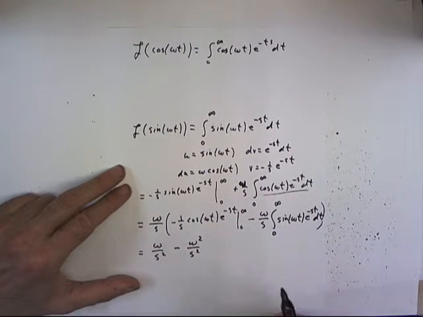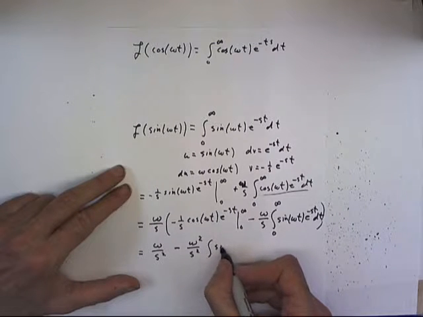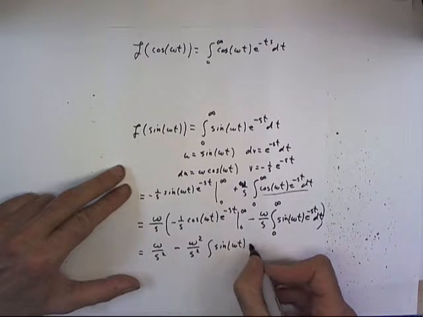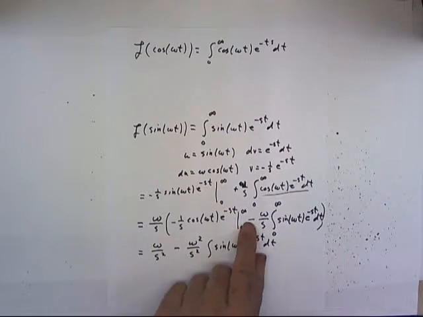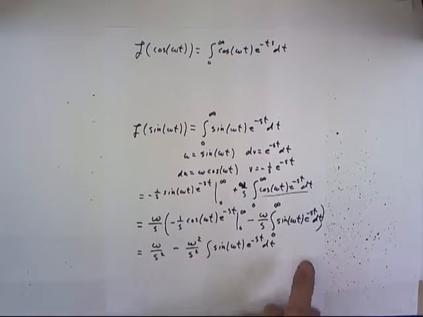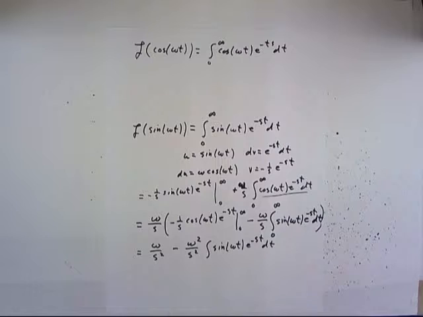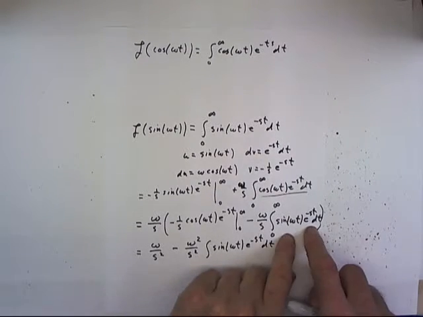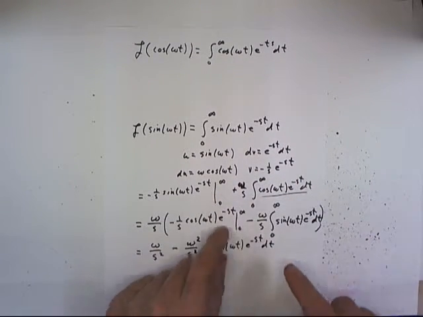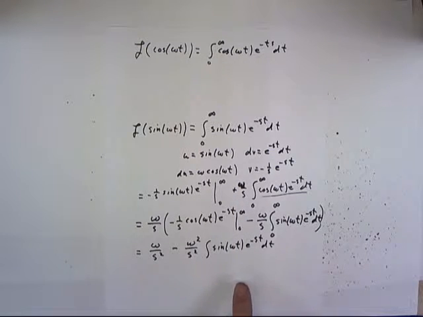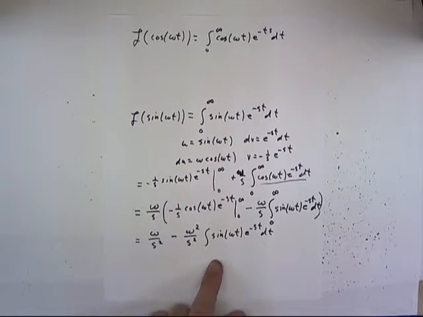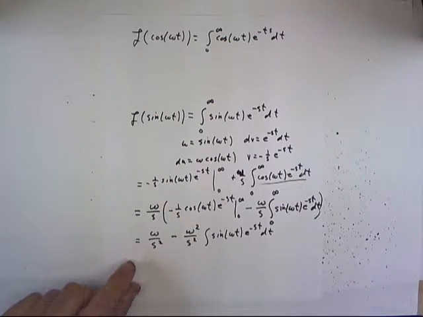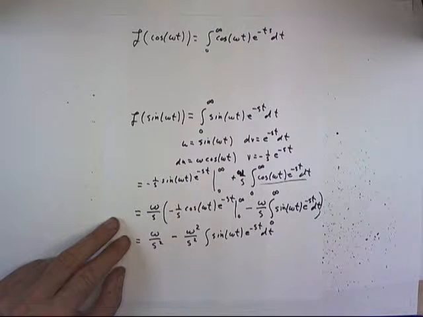Minus omega squared over s squared times the integral of sine omega t e to the negative st dt. Now, if I've got my sign right on this, I'm pretty sure it's negative because we're getting a negative and there's already a negative, but there's another negative. There are two negatives that come out of the breakdown and a negative because of the integration by parts, and that might not make any sense to you when I'm just waving my hands over it, but again, you can write it out.